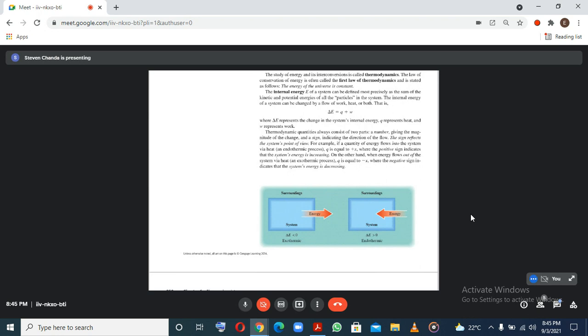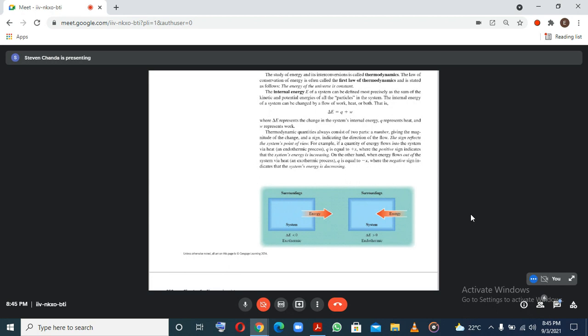For instance, for things like a car engine, it's doing work, but it heats up. So the internal energy of the engine is there, but it's being changed because it's doing work. The engine is doing work and producing heat. Doing both, right? So that's the equation that we have. The change in internal energy is equal to heat plus work.